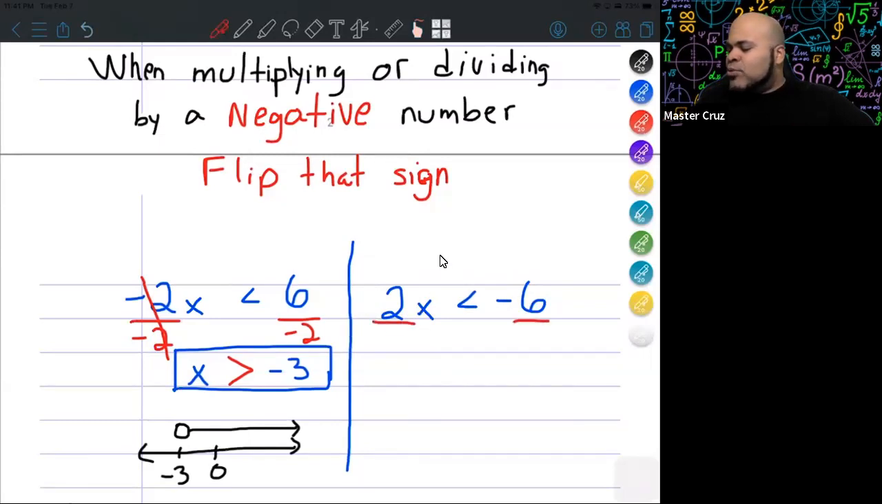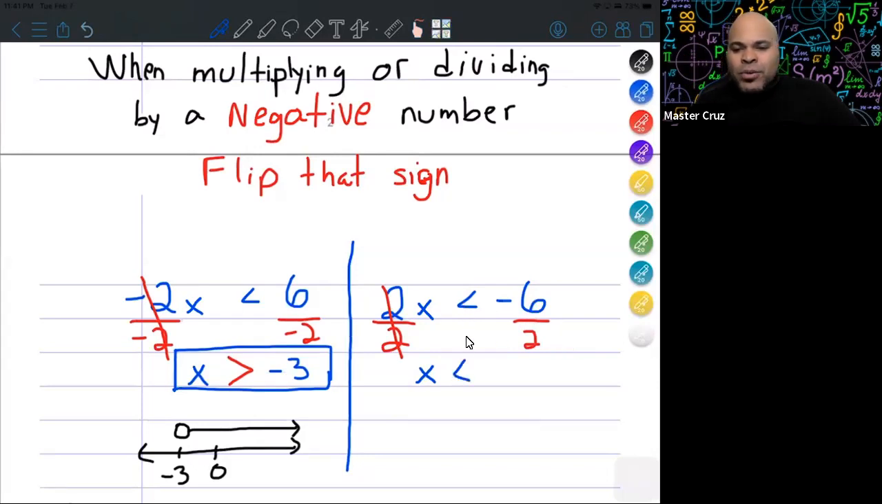If I divide by 2 on both sides, the 2's cancel and the x comes down. But the question is, did I divide by a negative number? And the truth is, I did not. I divided by a positive number. I divided by +2 and by +2. Yes, 6 is negative, but that's not the number I'm dividing by. Because I did not divide by a negative number, this time I do not flip the symbol.